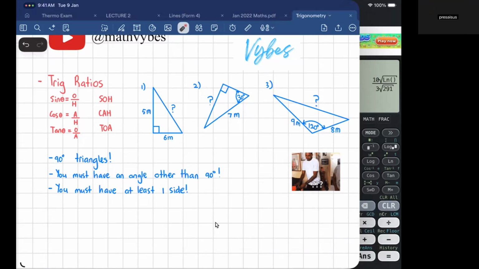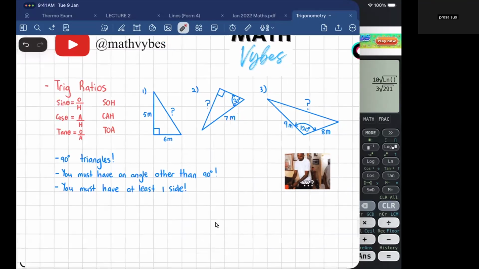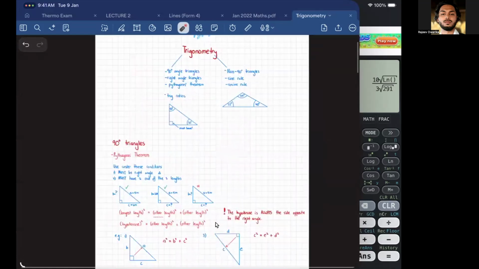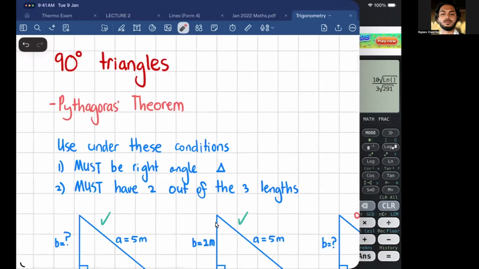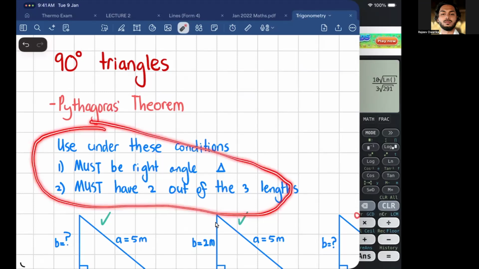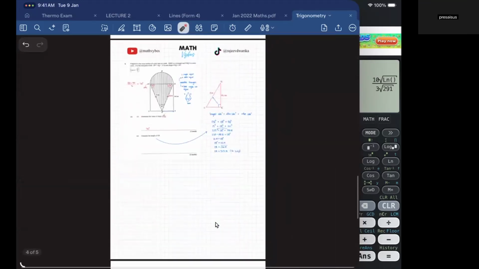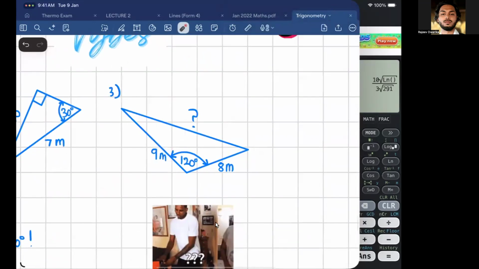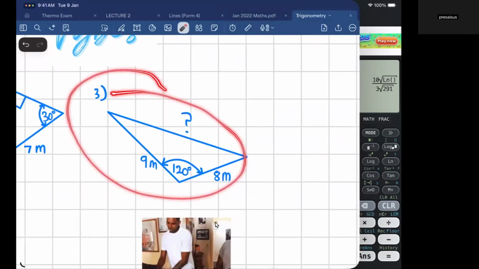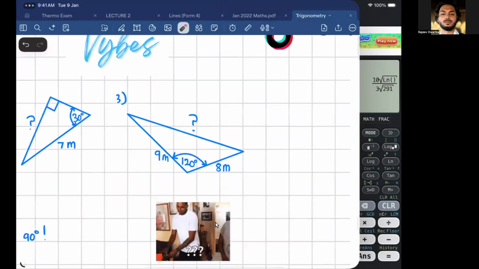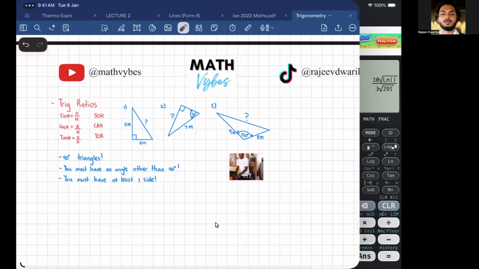See if you can figure out figure one. Look at the conditions. What's the first condition? It must be a right angle, and it's not a right angle. It's not a right angle at all, is it? No, sir, that's not a right angle. Otherwise, it'll look like that. I have 90. If you don't have 90 degrees, it's not a right angle. Can't use that, right?